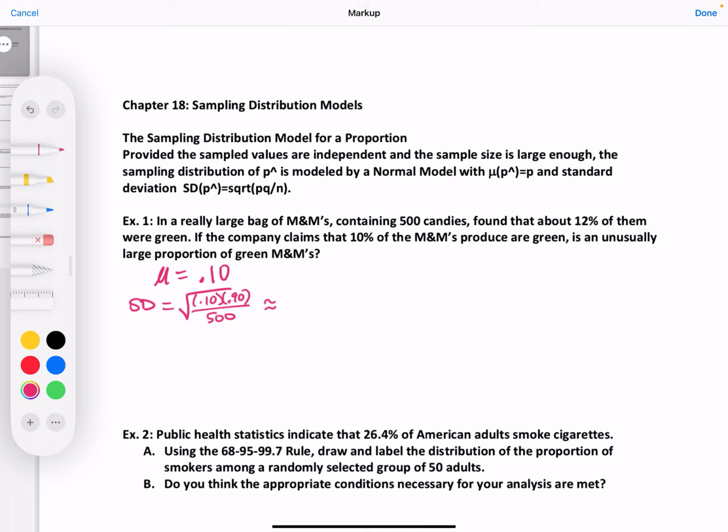It's some absurdly small decimal. Yeah, it is. It is 0.00018. So the square root of that is 0.013.